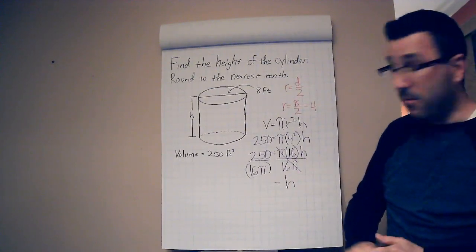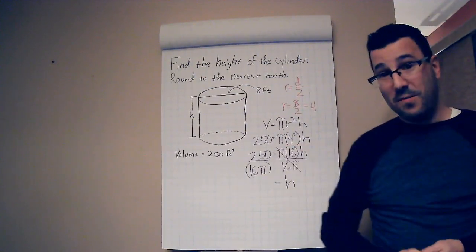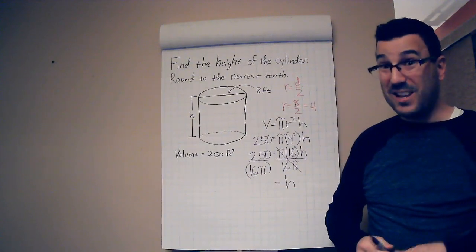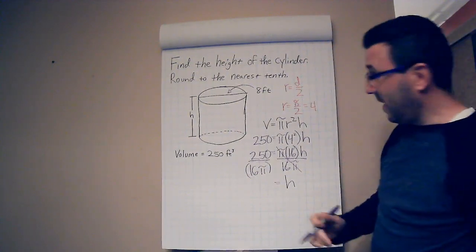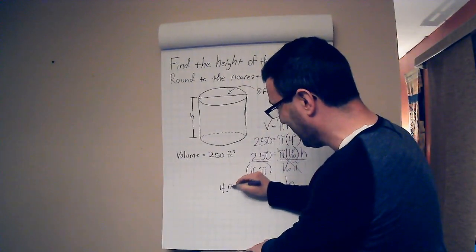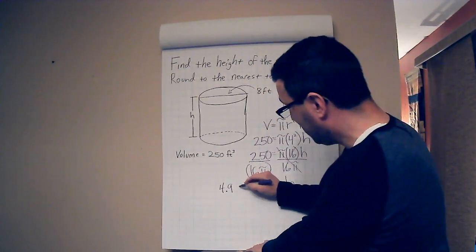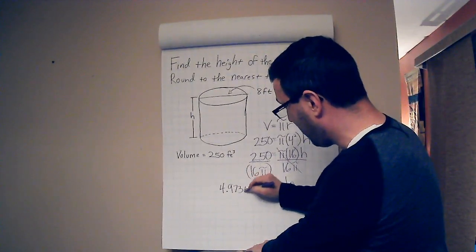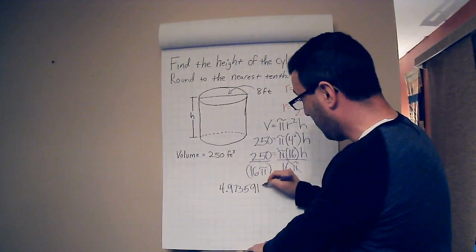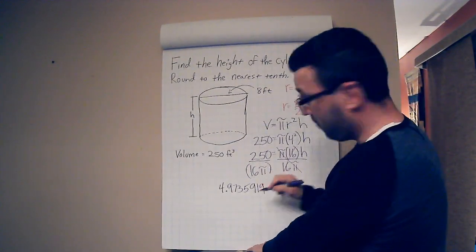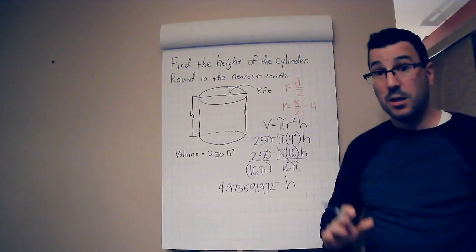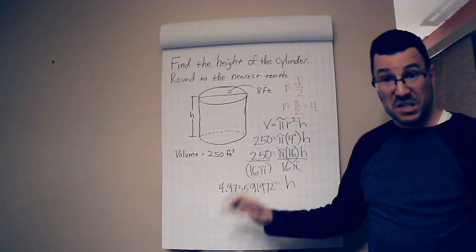Now, 250 divided by 16 pi is not a nice number, as we've seen. It is 4.973519 72. Again, it's long, it's ugly.